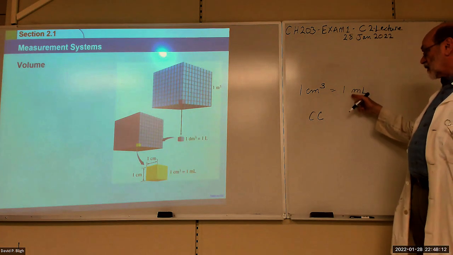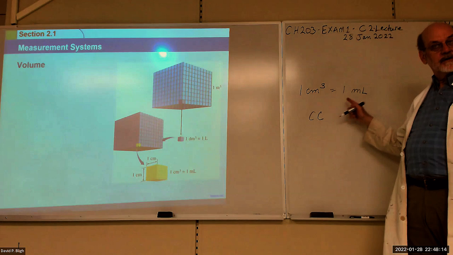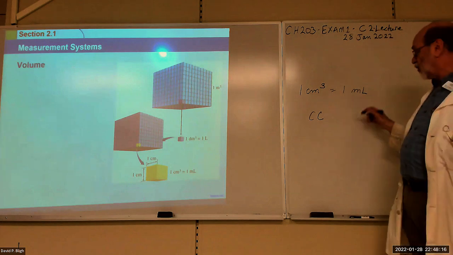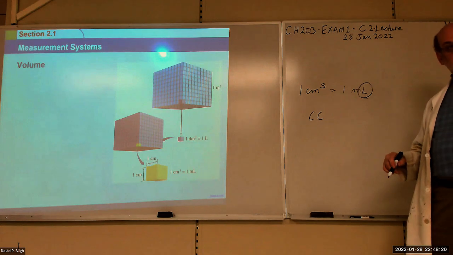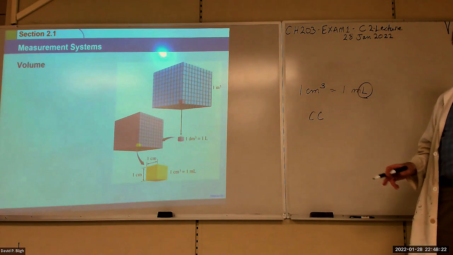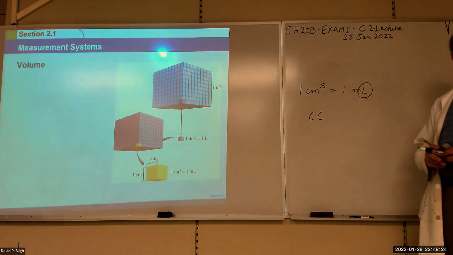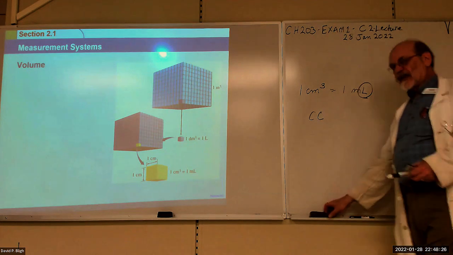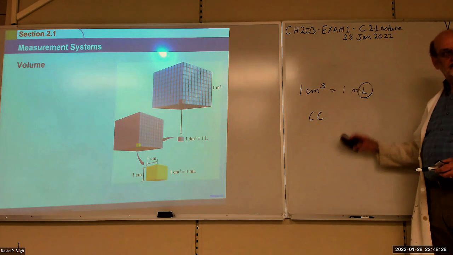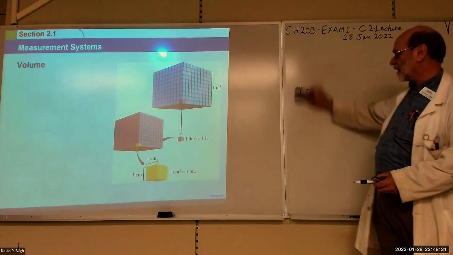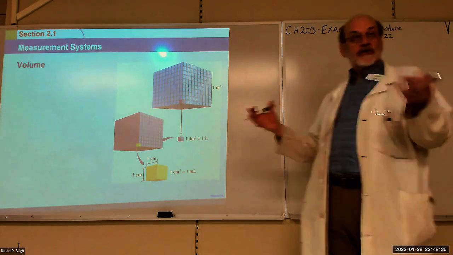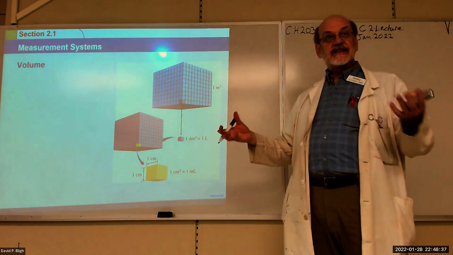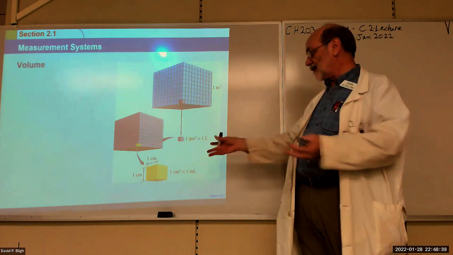Nowadays, they're marked off in milliliters, little m, big L. And that's important. Big L is liter. Little l is nothing. Okay? So that's why it's little m, big L. There was no problem with changing from cubic centimeters or cc's to milliliters because they're exactly the same size.